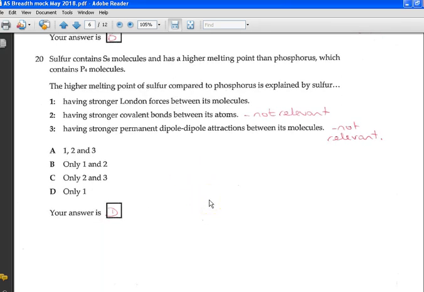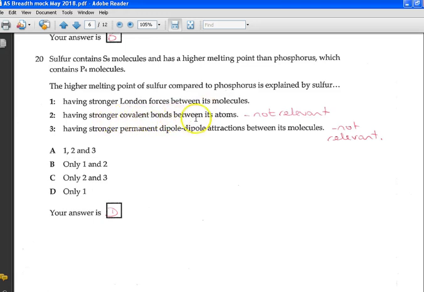And question 20. Sulfur contains S8 and has a higher melting point than phosphorus, which contains P4. The higher melting point of sulfur compared to phosphorus is explained by these following statements, and again you've got to pick out whether it's all of them or one of them or two of them. The dominating intermolecular force here are the S8. S8 are bigger molecules, you've got more electrons, so it's London forces. So the higher melting point of sulfur is explained by sulfur having stronger London forces between its molecules. Yeah, that is true.